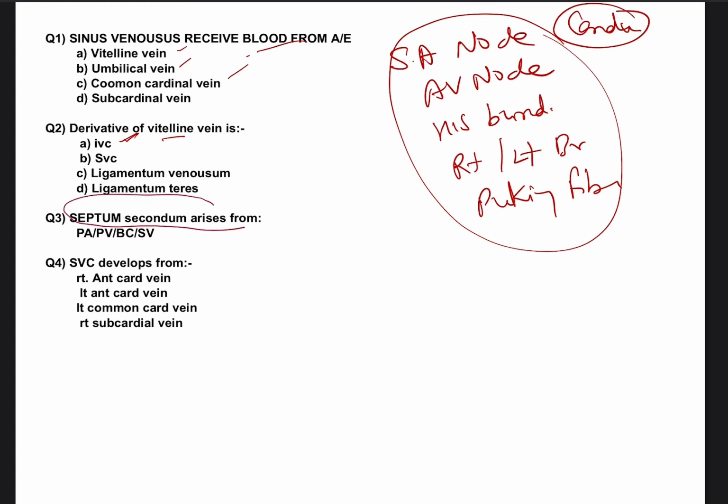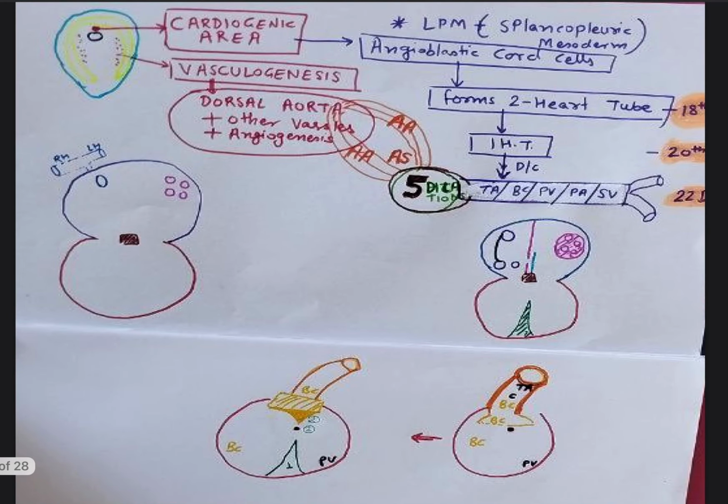Septum secundum arises from the atrium. Simple. The superior vena cava develops from the right anterior cardinal vein. Just revise in 5 minutes. I am taking 5 more minutes.